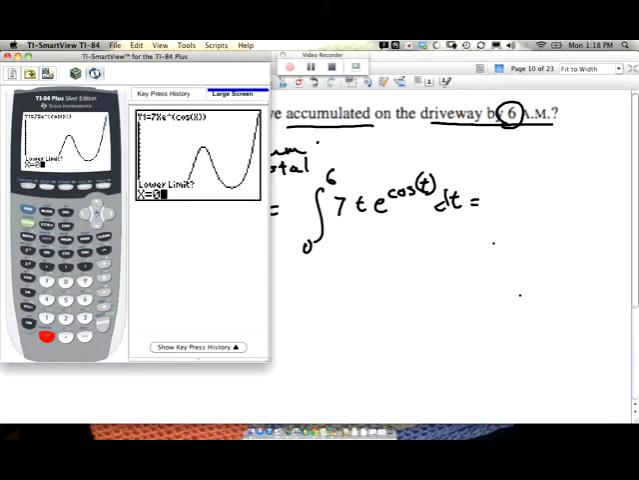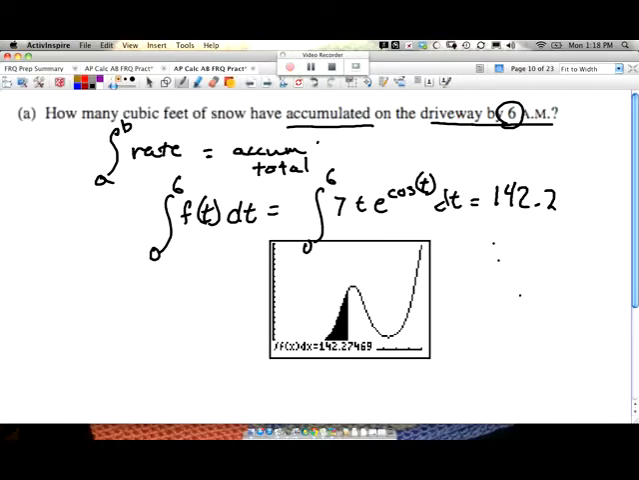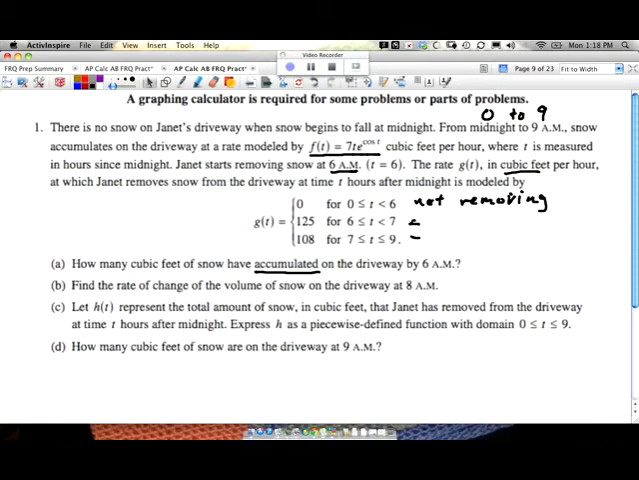We're looking for second. Calculate the area is number 7. 0 is the left bound, 6 is the right bound. The total area is 142.27469. Now we should put units in here. Cubic something. I know it's something. Cubic feet.